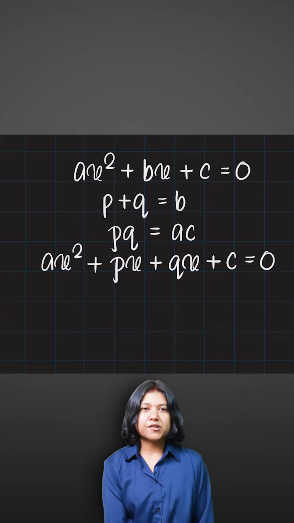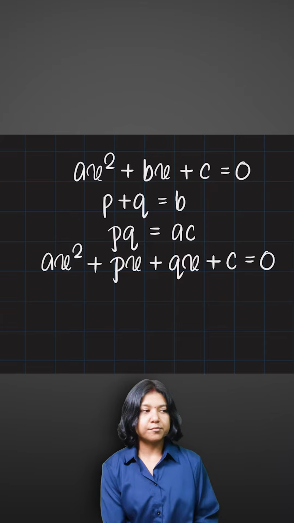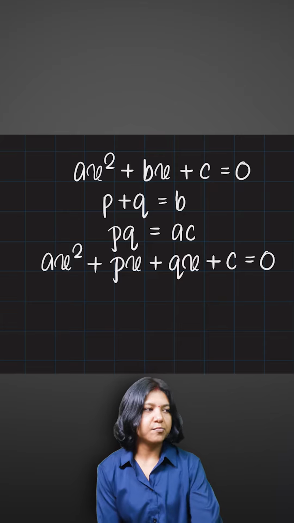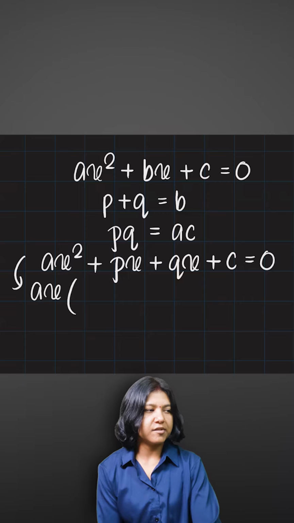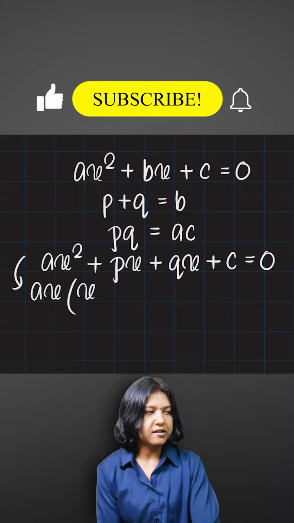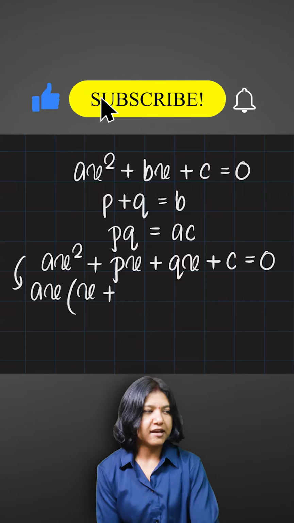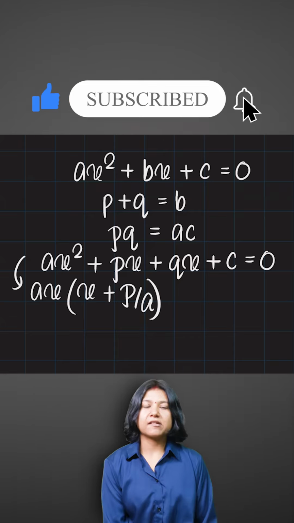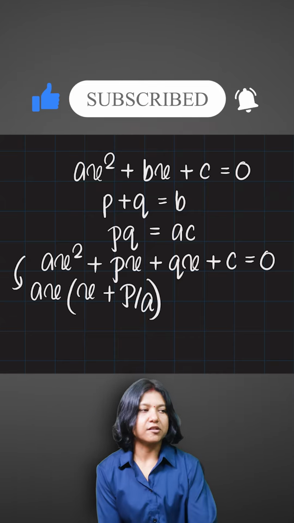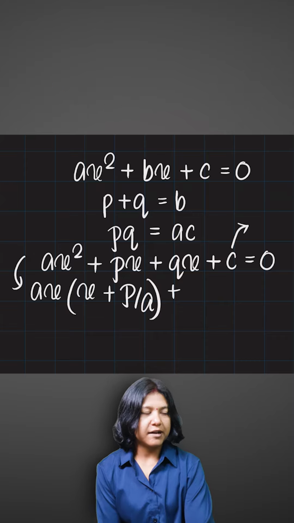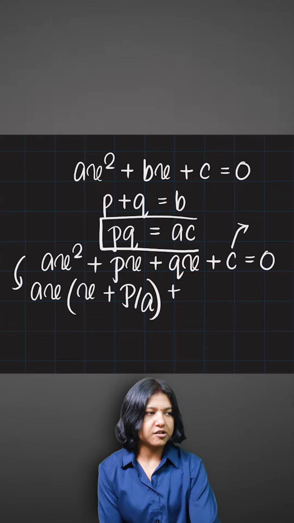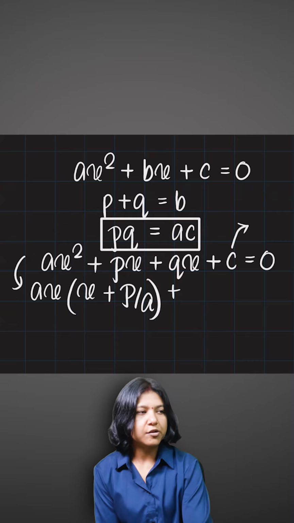Now, you would take out a common factor from the first and the second term, because we know that pq is the same as a times c. So I'm saying ax could be common here. If ax is common, then it gives me x for the first part, and because I have multiplied by a, I must divide by a. So x plus p by a would be our first factor. Similarly, for qx plus c, note that c can be written otherwise from this relation, that c can be represented as pq upon a.